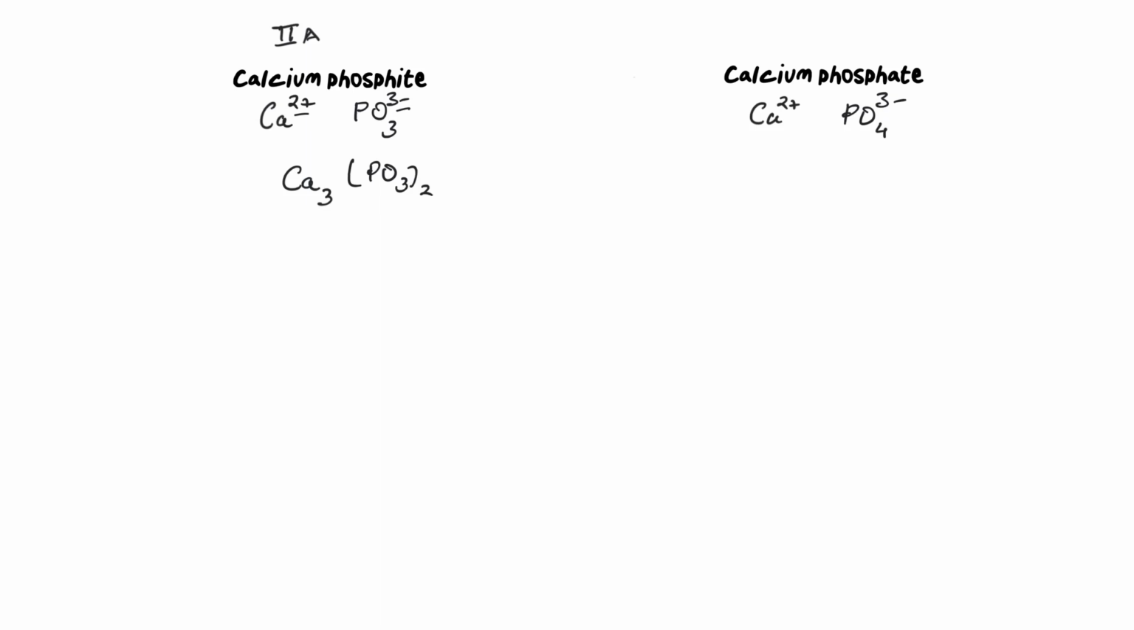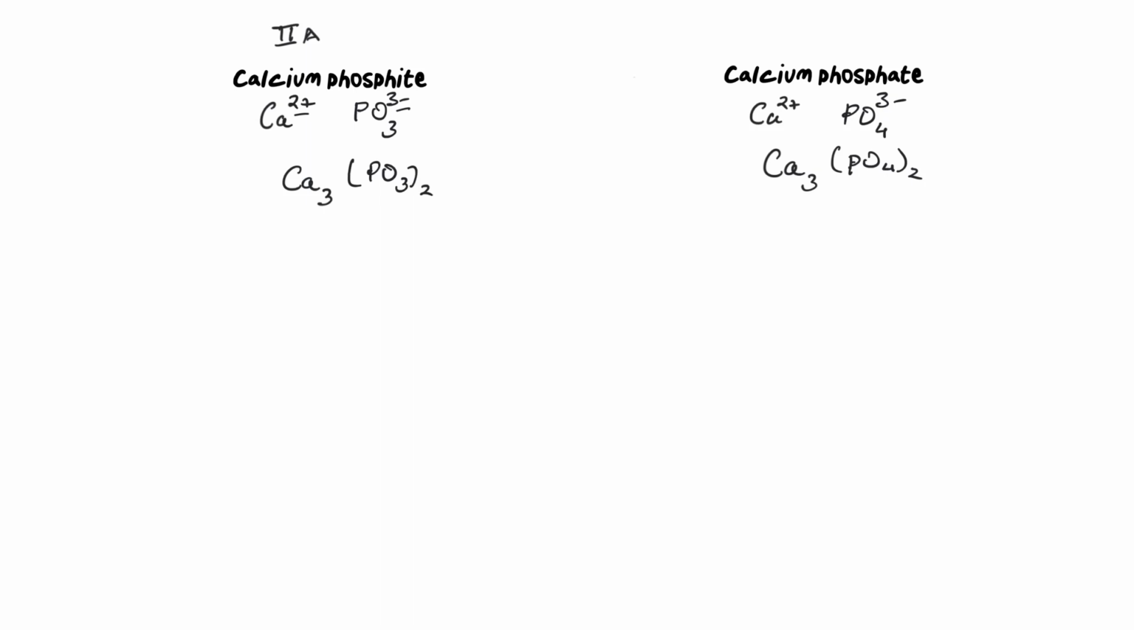Similarly, you can flip the charges on calcium phosphate, and so Ca will get a 3 on the bottom, and the PO4 will go in parentheses, and then you'll put the 2 on the bottom of PO4 as well. And so this is how you figure out the formulas for polyatomic ions.